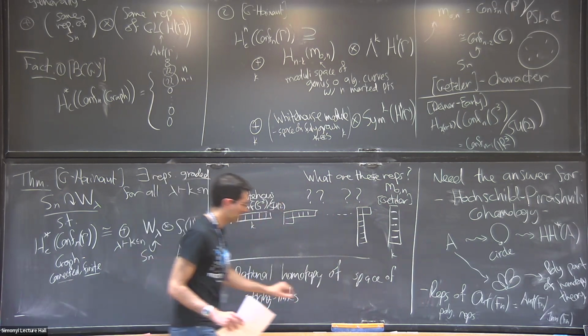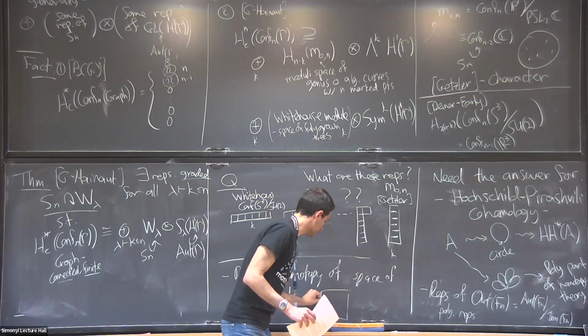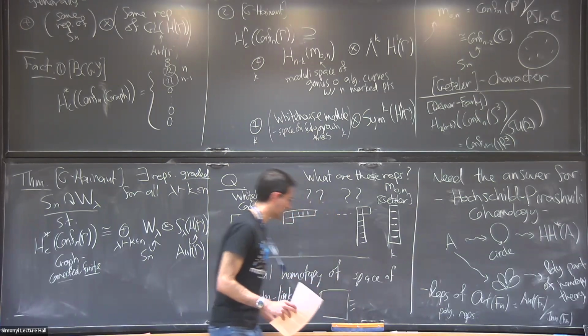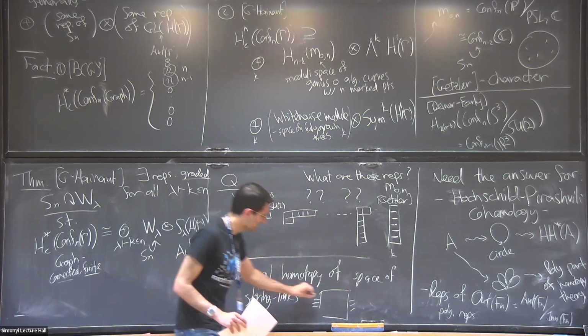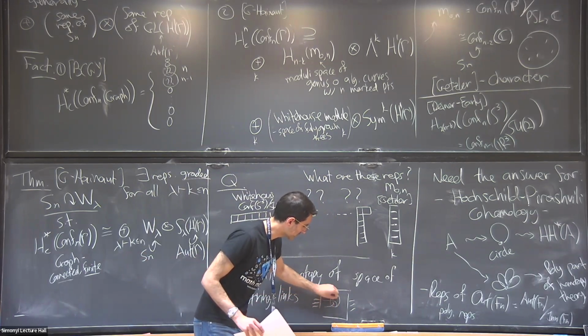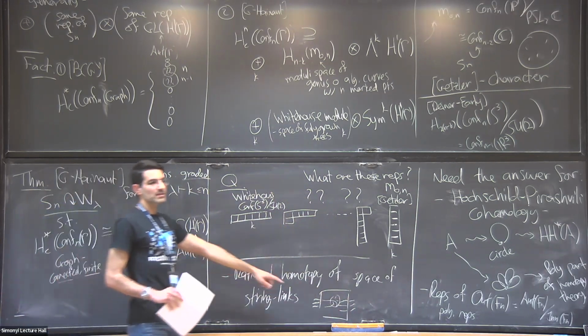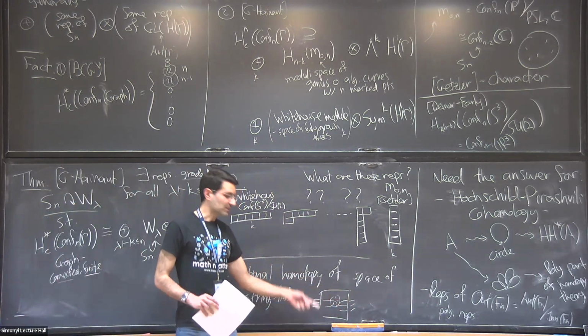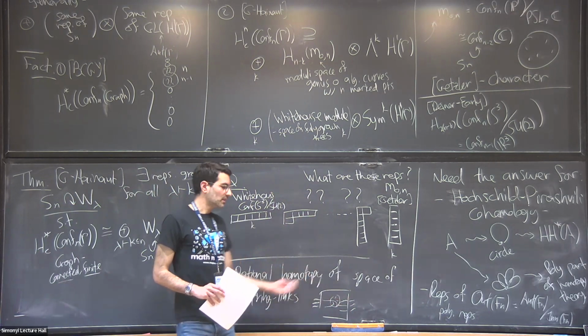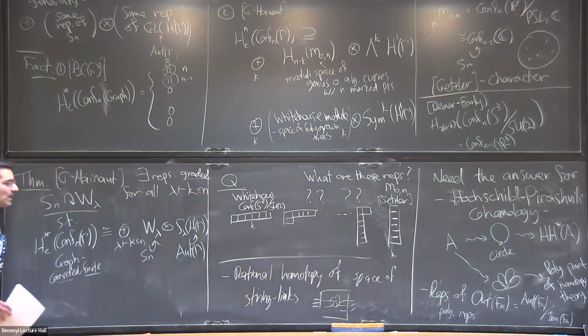So string links are links in a box where you have n strands coming from the left and the right, and then in the middle, you're doing some kind of tangle like that. You have the space of all of these, and there's an S_n action that permutes the names of the strands.